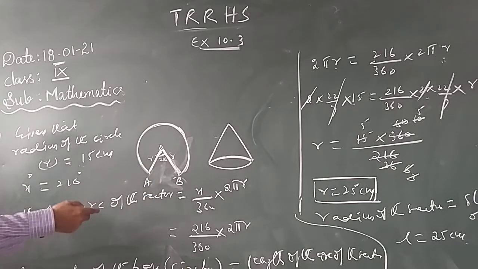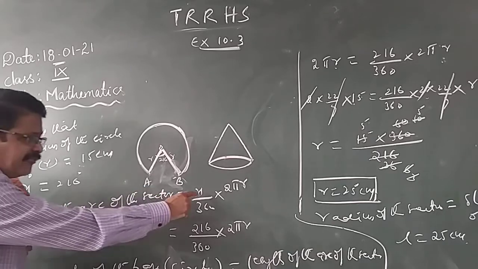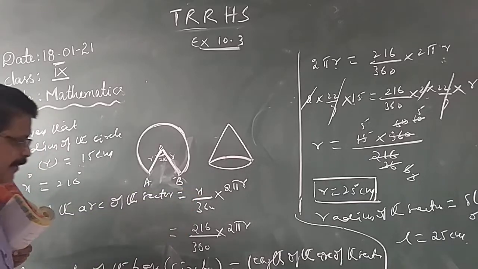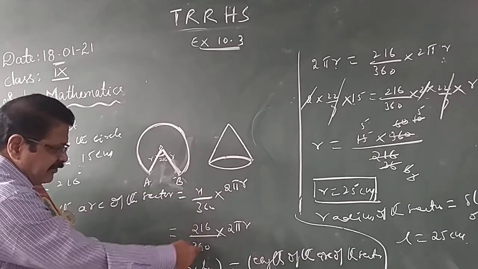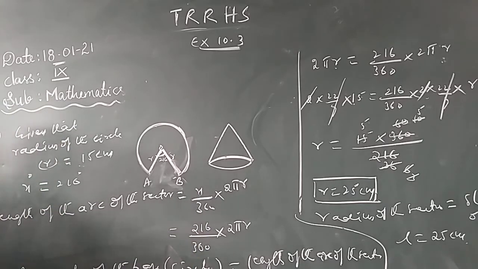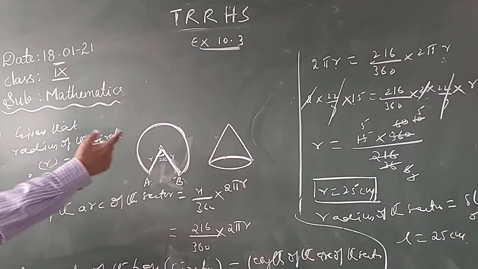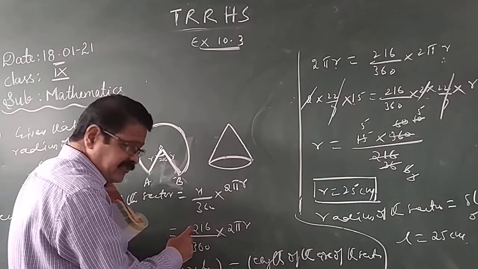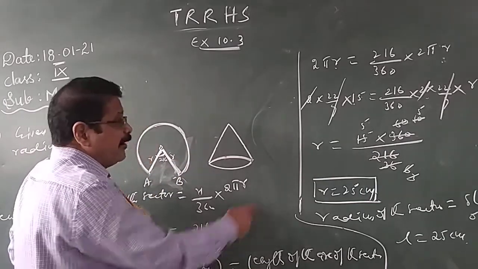The length of the arc of the sector. The formula is x by 360 into 2 pi r. X degrees is 216 by 360 into 2 pi r. So the perimeter of the base is equal to the length of the arc of the sector. The base is a circle here, so its perimeter is 2 pi r. This is equal to the length of the arc of the sector, 216 by 360 into 2 pi R.